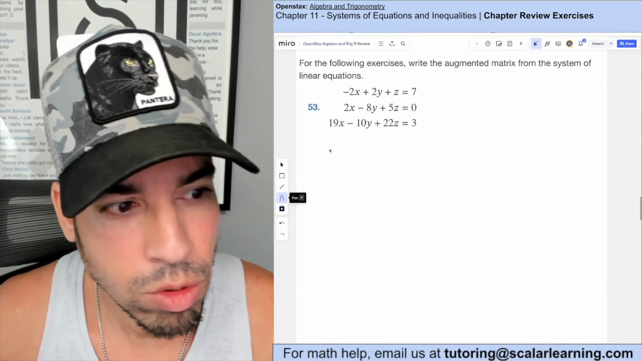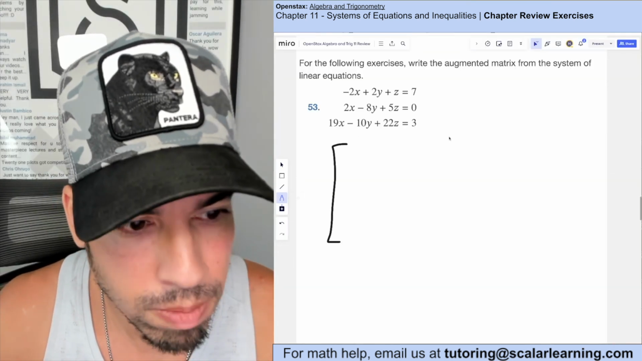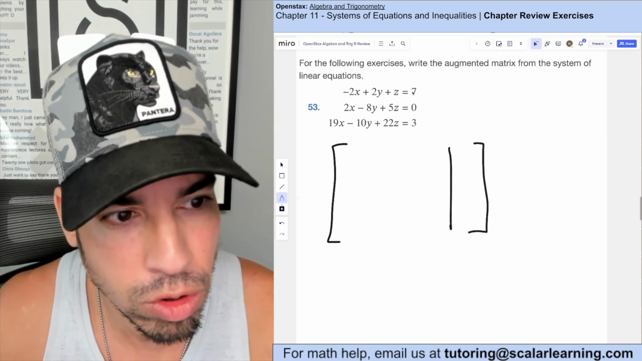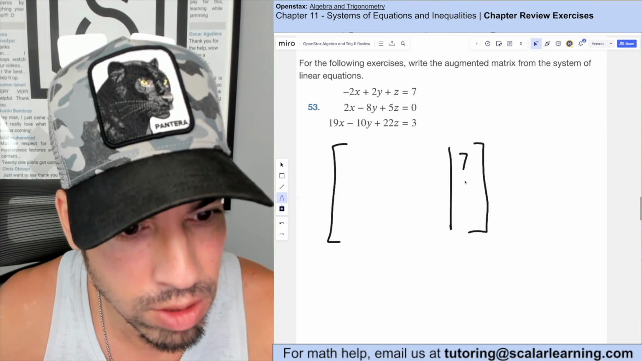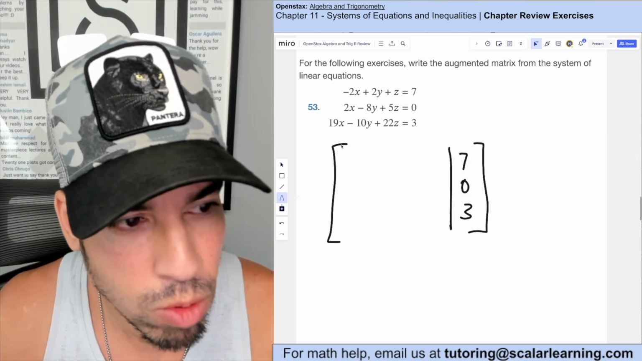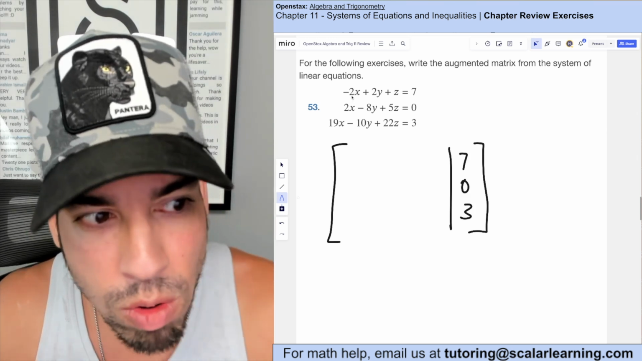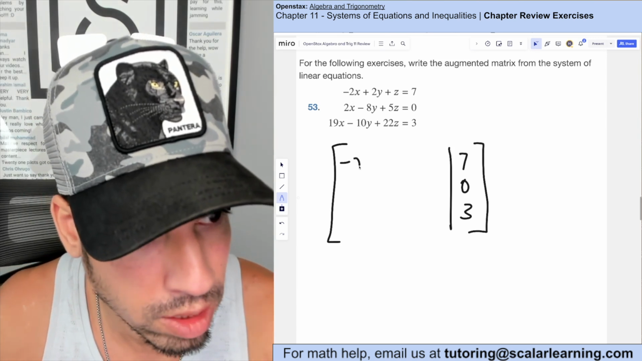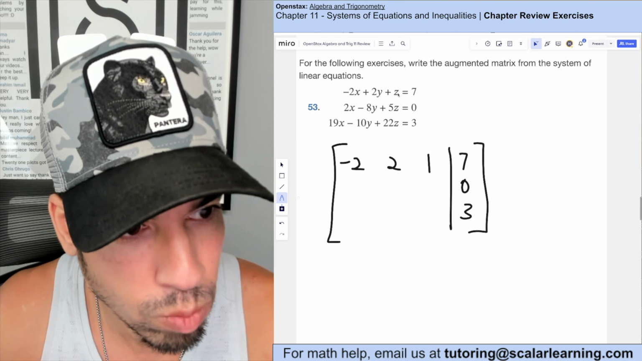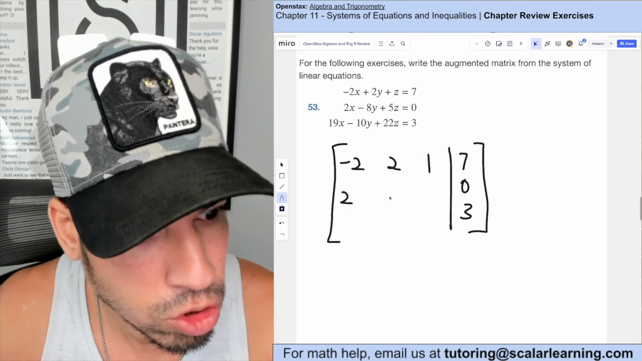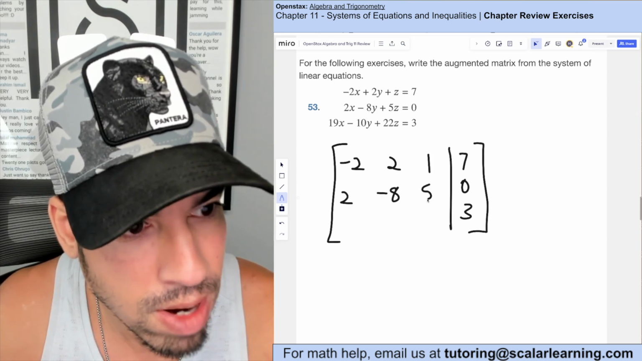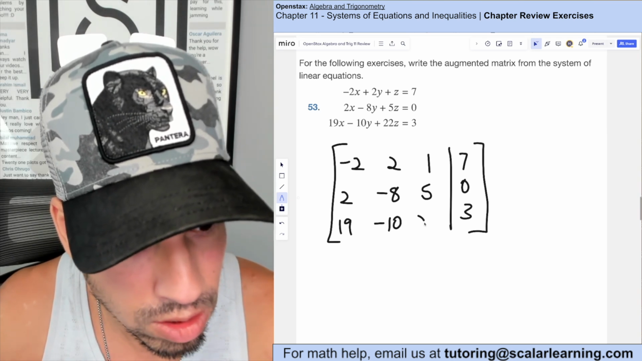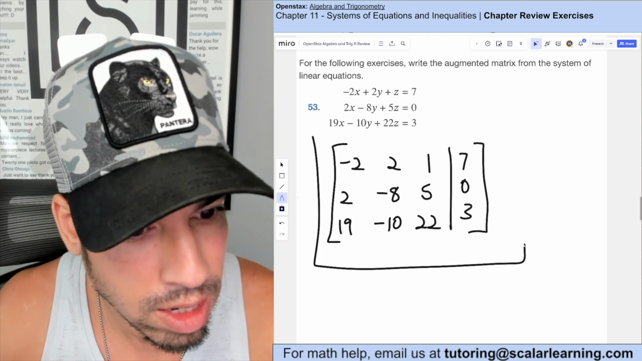Done. So for this one, they just want us to write the augmented matrix that relates to these 3 equations. So basically what you do is you take those 3 constants, 7, 0, and 3, and we put them over here. And then we put the coefficients in order for x, y, and z in that alphabetical order, like so. -2, 2, and 1, right? 1z. Then we got 2, -8, and 5z. And then we got 19, -10, and 22. And that is how you do it.